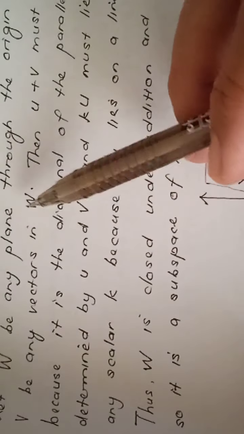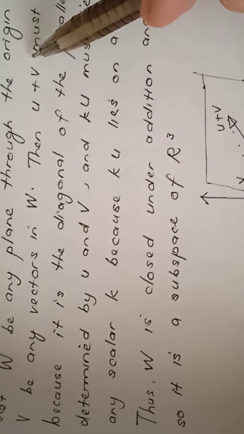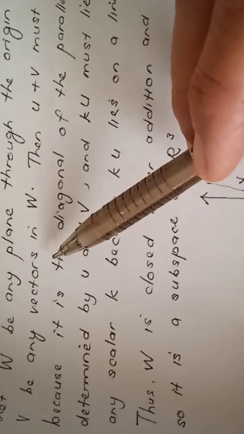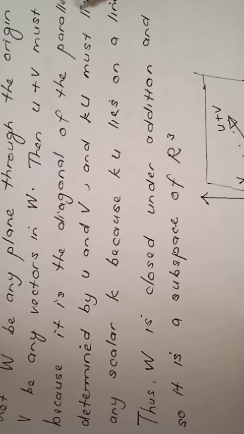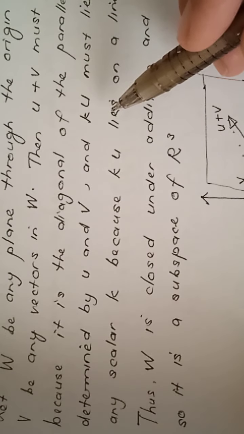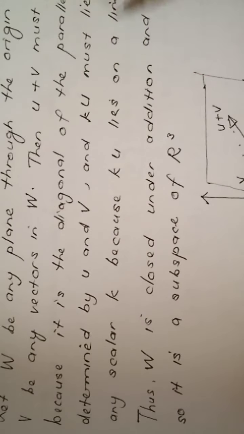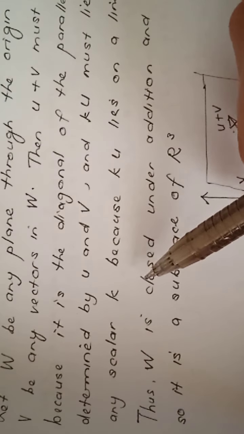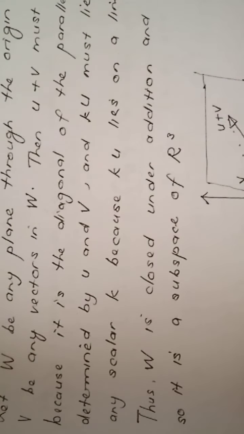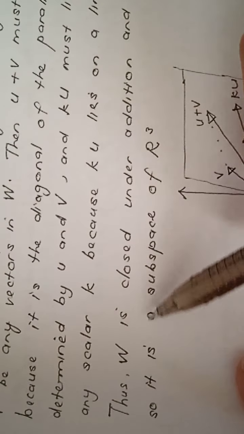Let W be any plane through the origin and let u and v be any vectors in W. Then u plus v also must lie in W because it is the diagonal of the parallelogram determined by u and v. And if k is any scalar, k times the vector u also must lie in W, because ku lies on a line through u. Thus W is closed under addition and scalar multiplication, so it is a subspace of R3.